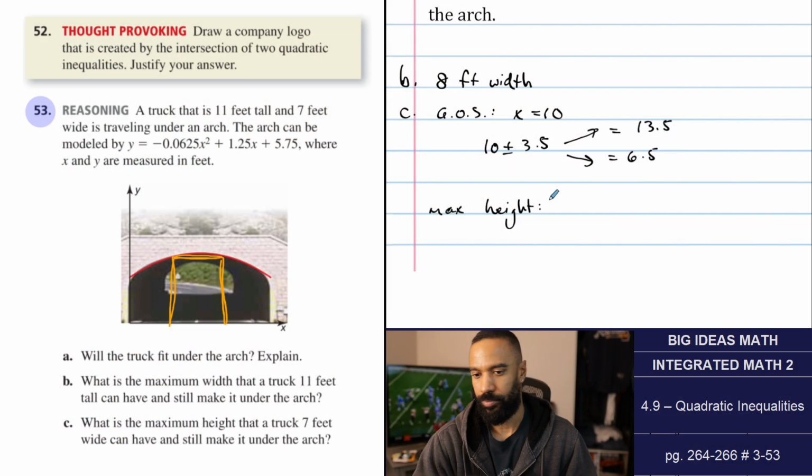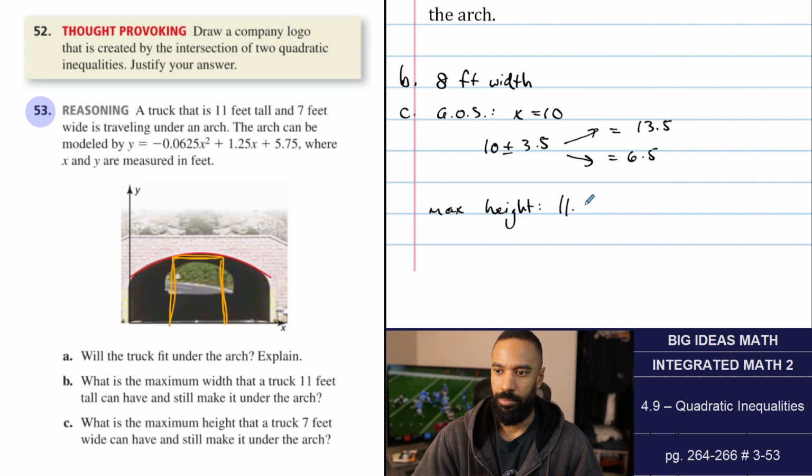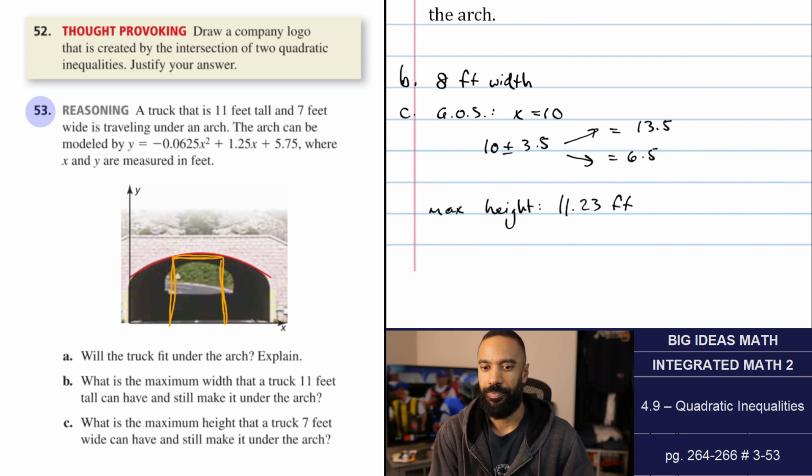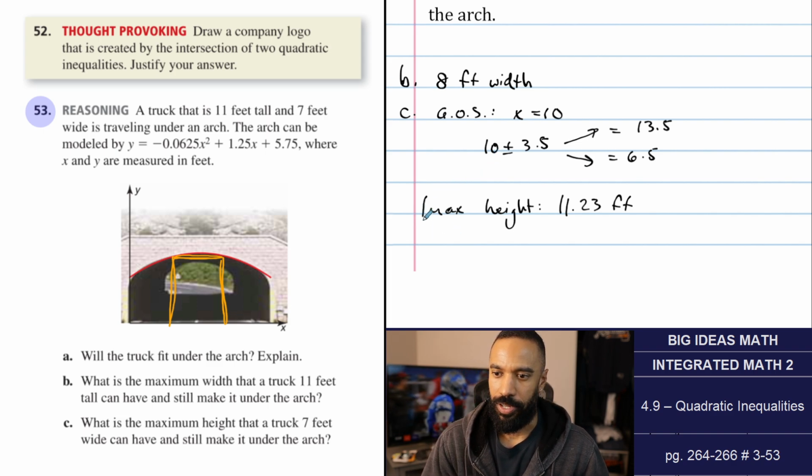So the truck's maximum height is around 11.23 feet to fit, because 3.5 either way gives you the 7 feet of width. Max height is around 11.23 feet. It's just barely scraping by, right? So that's what that thing is there, and we're done.